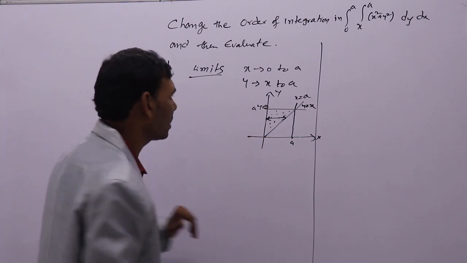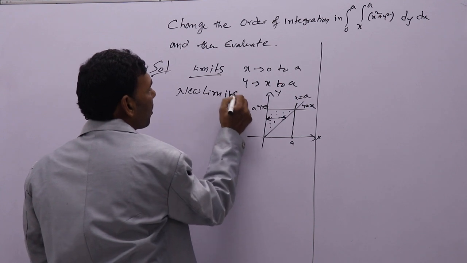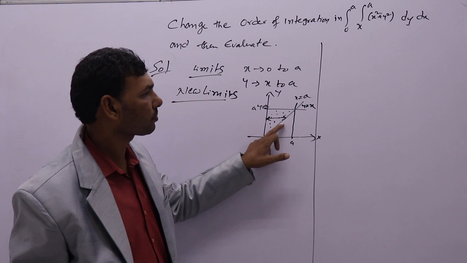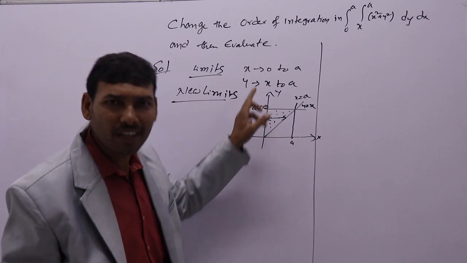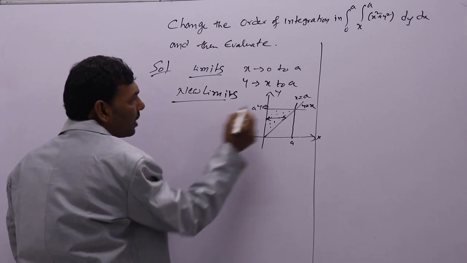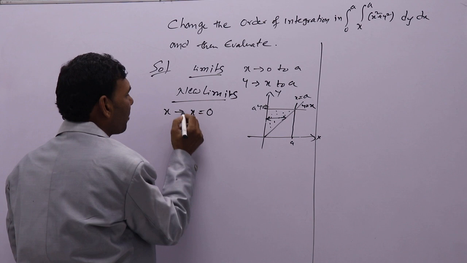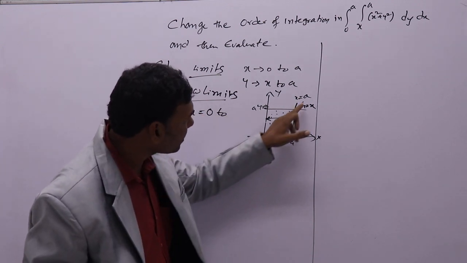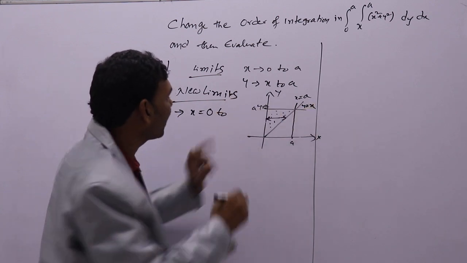How does it give? See, these are the new limits I am taking after changing the order of integration. This strip is from this line to this line. What is the name of this line? This is the y axis. The equation of the y axis is x equal to 0. Limits of x I am writing: x equal to 0 to, what is the name of this line? Y equal to x. But we need it in terms of x, so x equal to 1.